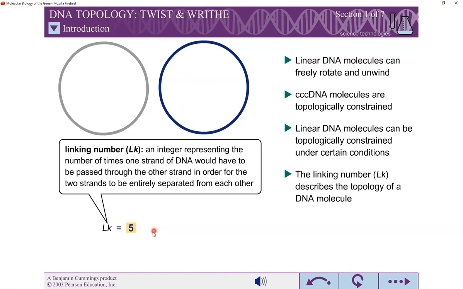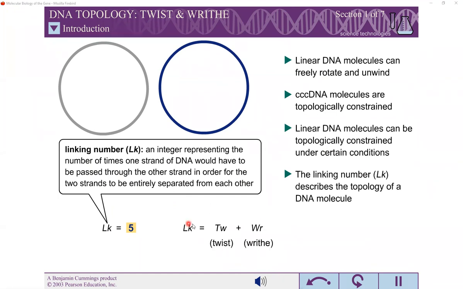When the linking number is present in the relaxed state, then it is called the standard linking number. Now, what is this standard linking number? What is the relaxed linking number? What is the constrained linking number? All of that has to be seen. We are going to visualize it through a PowerPoint animation. Okay. However much a cccDNA molecule is distorted, the linking number remains constant.